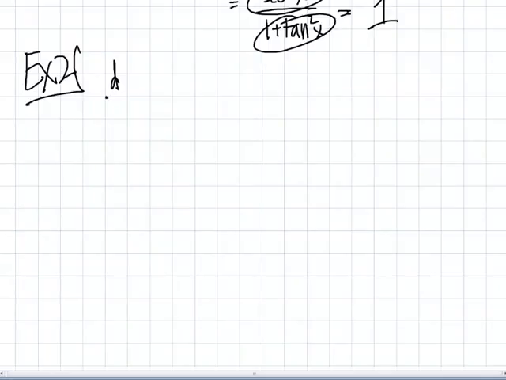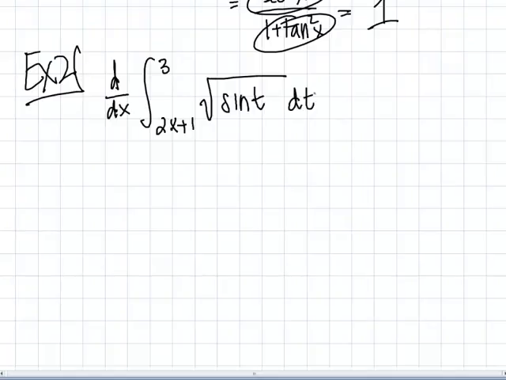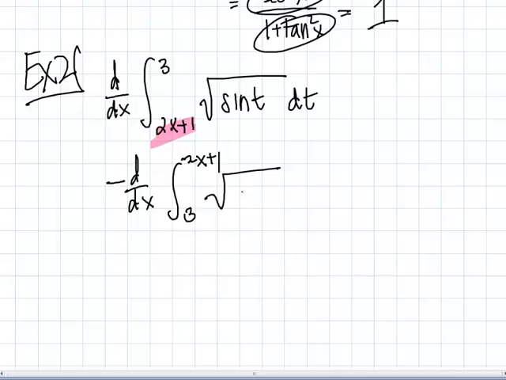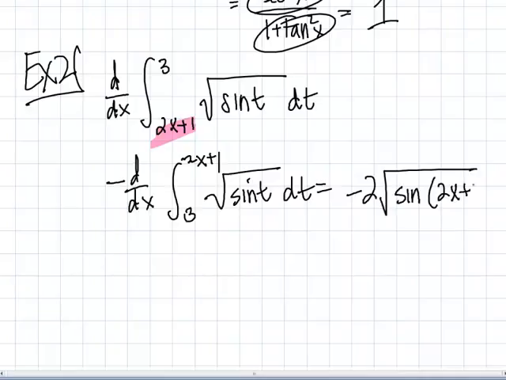Let's just go ahead and find d/dx of the integral from 2x plus 1 to 3 of the square root of sine t dt. Now, just like the one we talked about yesterday, since we have our variable limit on the bottom, we need to flip it up to the top and make it negative. So this is negative d/dx of the integral from 3 to 2x plus 1 of f of t, which is square root of sine t. So once we do the chain rule, negative 2 square root of sine of 2x plus 1.